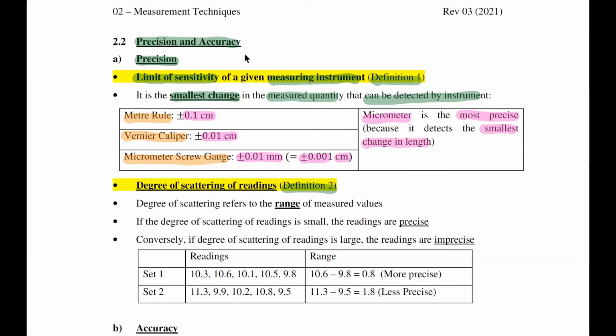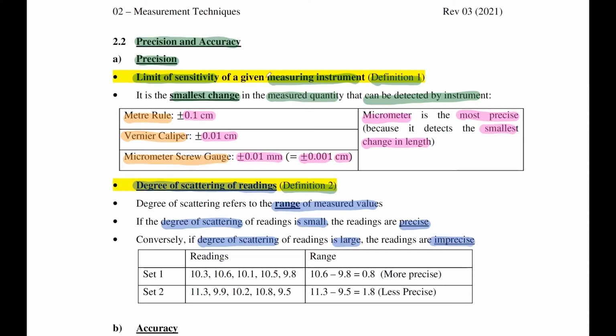When precision is applied to our readings, it refers to the degree of scattering of readings. Degree of scattering of readings here is closely related to the range of measured values. If the degree of scattering of readings is small, the readings are precise. Conversely, if the degree of scattering of readings is large, the readings are imprecise.